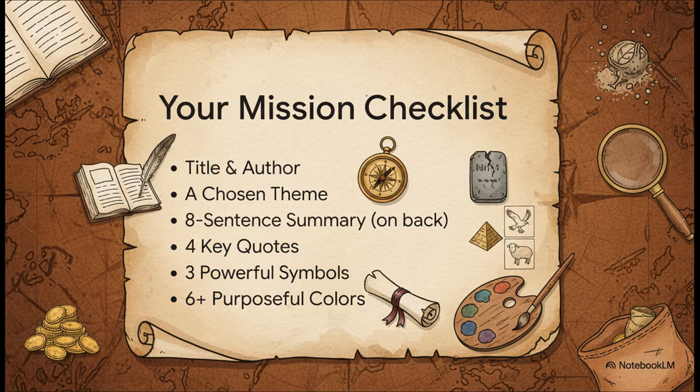Okay, so here's your checklist, your adventurer's pack, if you will. You've got the basics, title and author, can't forget those, but then we get to the really important gear. One central theme you're going to focus on, a super tight summary for the back, 4 key quotes, 3 powerful symbols, and at least 6 colors that you're using for a reason.